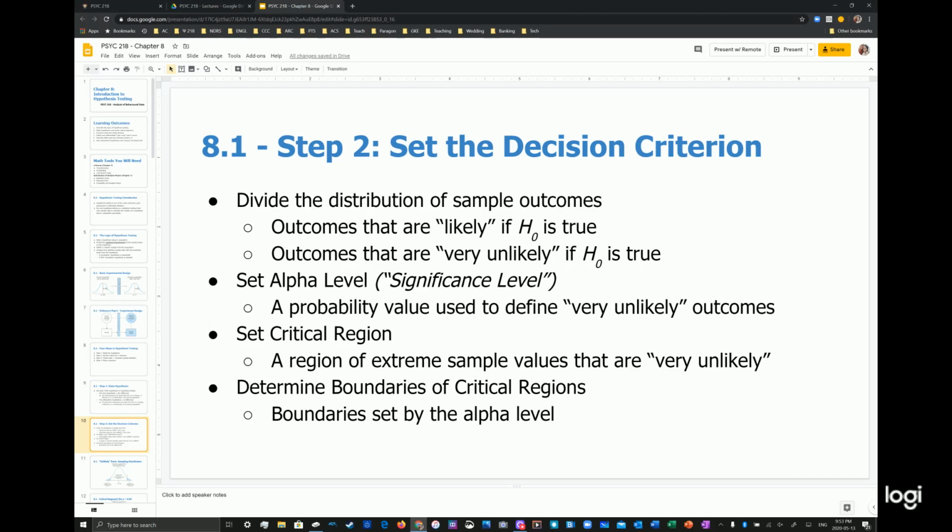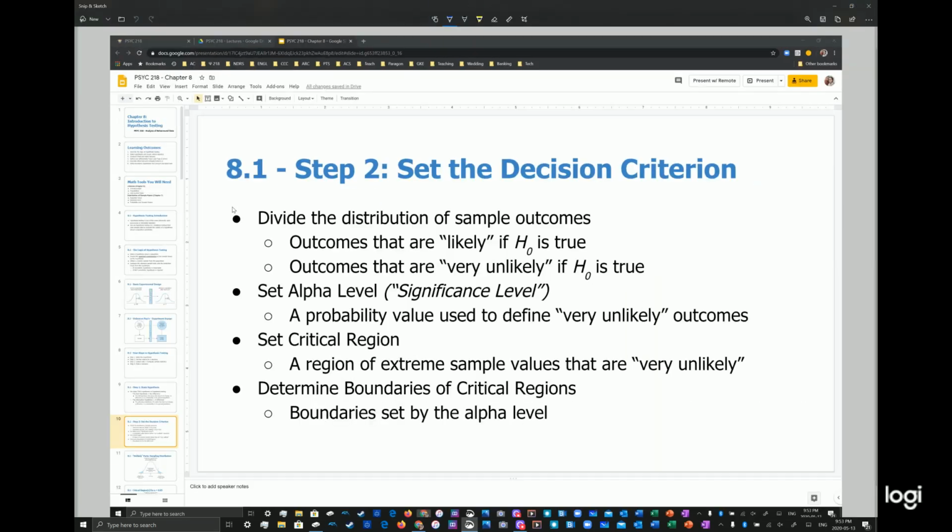Once you've stated your hypotheses, then you would set your decision criteria, or specifically a critical region. Here it is "use criterion" because you have just one criterion. So here's how you do it. First, you would need a sampling distribution. So here, the distribution of sample outcomes, you're working with the sampling distribution.